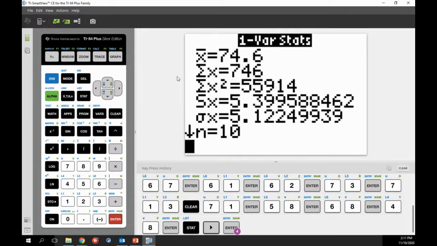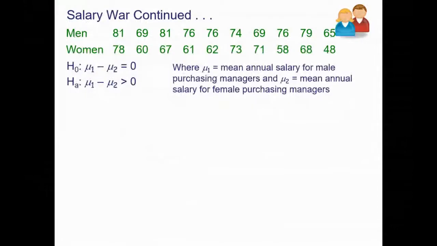So let's write that right now. I'm going to write it on the PowerPoint. So, mu1 is men. N1, sample size is 10. What's X bar 1? What's the mean? 74.6. I totally wrote that backwards. And then standard deviation, one decimal place. No, that's a sample, so S. Are we using S? Why? Because we're dealing with the sample here. We don't have a population.